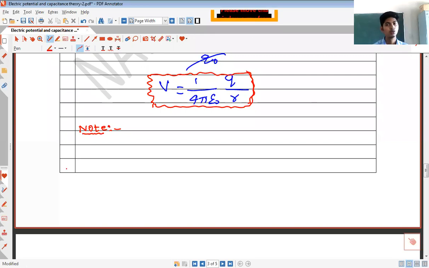Yes. Good morning. In the last class, we derived the expression for electric potential at a point due to a point charge, and it is given by V is equal to 1 by 4 pi epsilon naught Q divided by R. Suppose this is a point charge and this is a point at a distance R from the point charge. Then electric potential at this point is given by V is equal to 1 by 4 pi epsilon naught Q by R.